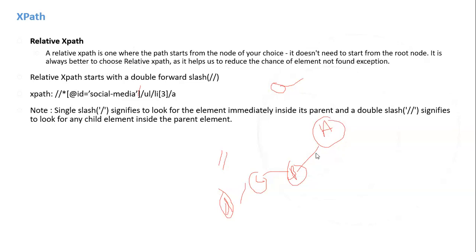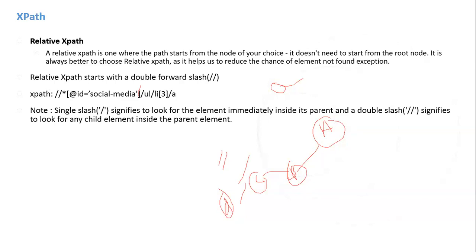Why? Because if you try to locate an element from the root node till that node, and any one of the elements is missed, then it will show the element not found exception. But in the case of relative XPath, you can start locating an element from anywhere as per your choice. So in that case, you have less chance of getting the element not found exception. The relative XPath starts from double forward slash. So this is the way to write a relative XPath.